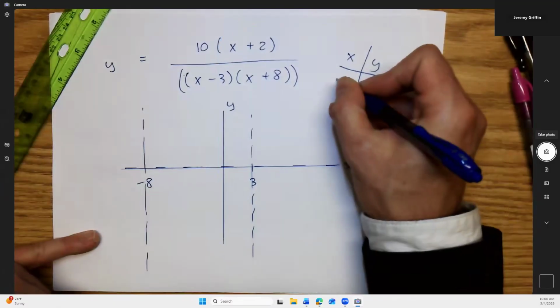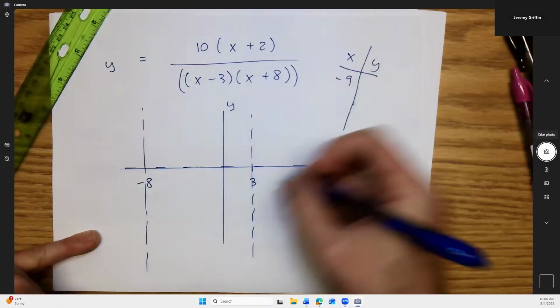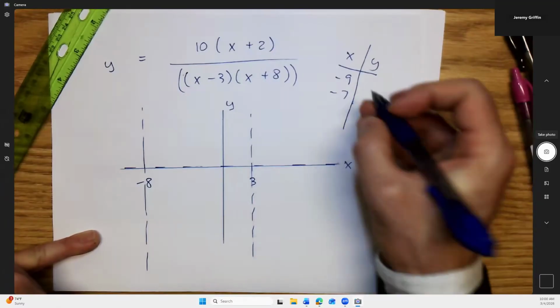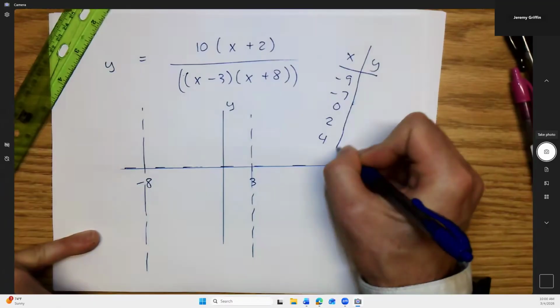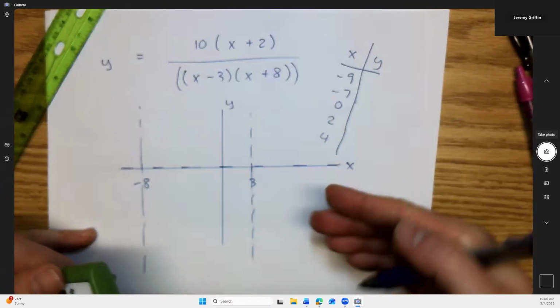Now I think one good value would be like -9. How about -7? How about 0? How about 2? And how about 4? I think from that list of points, I'll be able to figure out what the entire graph looks like.